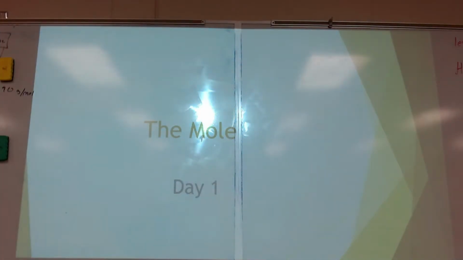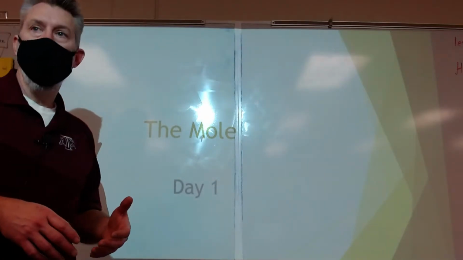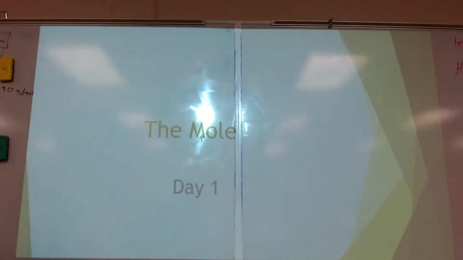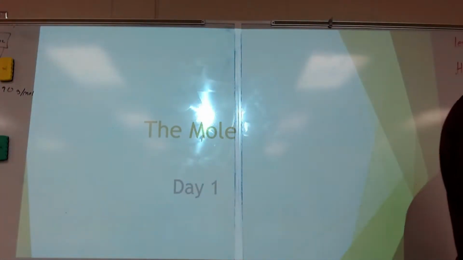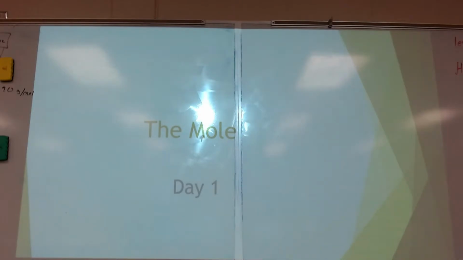But if I tell you that I've got a mole of marshmallows, that means I have 6.02 times 10 to the 23rd marshmallows. And if I have a mole of donuts, it means I have 6.02 times 10 to the 23rd donuts. And if I have a mole of carbon atoms, I have 6.02 times 10 to the 23rd carbon atoms. That's what a mole means.